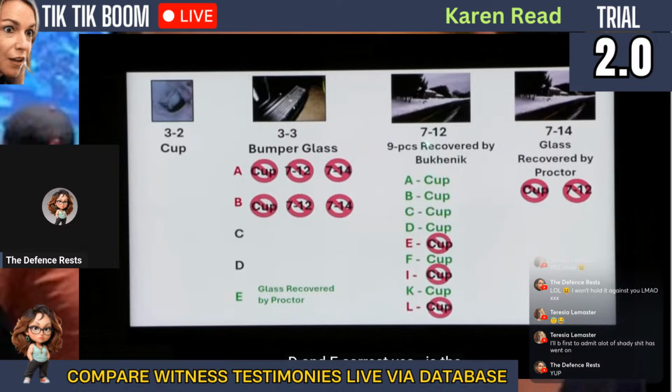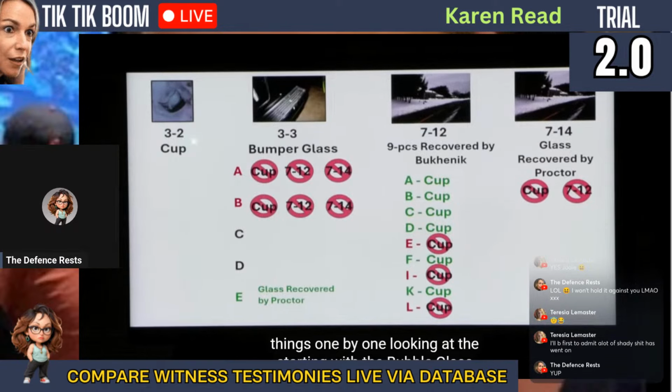7-12 is the 9 pieces of glass recovered by Trooper Buchanan at 34 Fairview, correct? Yes. And finally, 7-14 is the single piece of glass recovered by Trooper Proctor, correct? Yes. Taking these one by one, just so everybody can see. Taking these one by one, starting with the bumper glass, category 2. Piece A did not match the cup, anything in 7-12 or anything in 7-14, correct? That's correct.